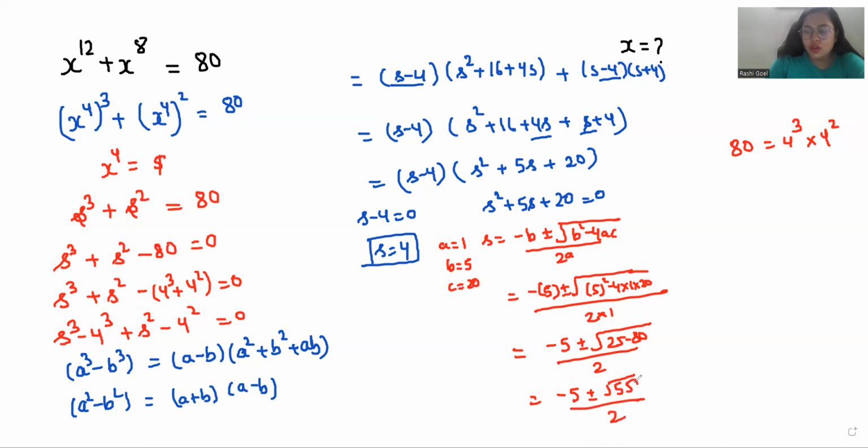So negative 5 plus minus under root 55 by 2. So this gives us a negative answer, so we reject this case. So s is equal to 4 is the only root that can exist.